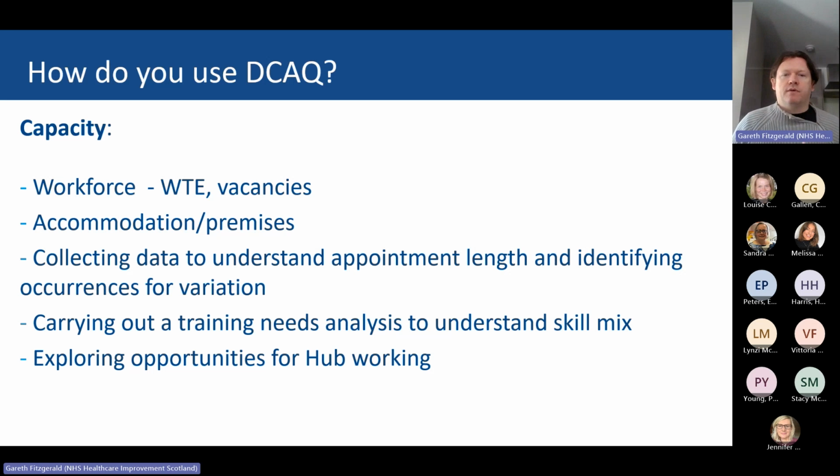Mention there exploring opportunities for hub working. Hub working allows those non-clinical activities to be carried out in a non-clinical setting, thus freeing up our aforementioned clinical space that might be in high demand. All of these capacity issues will have an influence on the number of appointments that can be offered and thus the amount of activity that can be done.